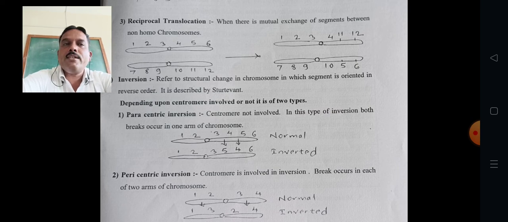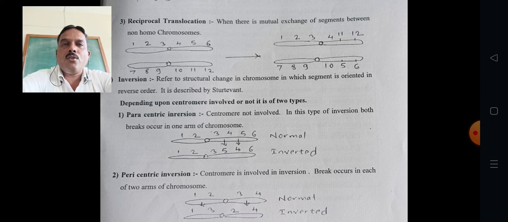But in mutual exchange, we can observe 1, 2, 3, 4, 11, 12, and on the second chromosome 7, 8, 9, 10, 5, 6. It means segments 5 and 6 from the first chromosome are transferred and attached to the other chromosome, and segments 11 and 12 from the second chromosome are transferred and attached to the first chromosome. So 5 and 6 and 11 and 12 are mutually exchanged between the two non-homologous chromosomes. This is the reciprocal translocation.